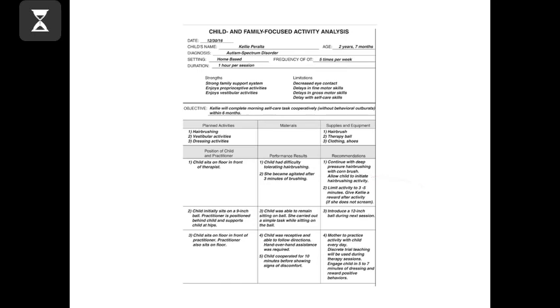They then go on, and you can read this, do the same activity analysis, which includes position of the client and practitioner, performance results, and recommendations on sitting on a therapy ball, which is the vestibular activity, and finally the dressing activity that you can read. So what's it going to include? Position, performance results, and recommendations.